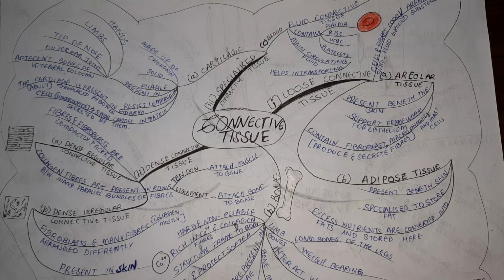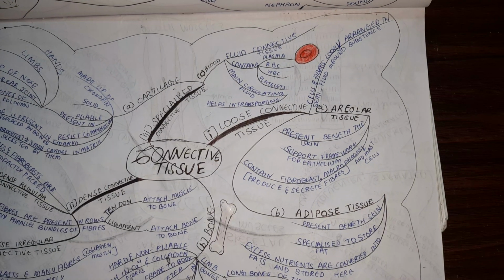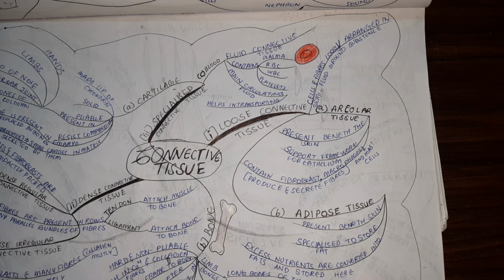Connective tissue can be loose connective tissue or dense connective tissue. Loose connective tissue means cells and fibers are loosely arranged in semi-fluid ground substance. And the types of loose connective tissue are areolar tissue and adipose tissue.